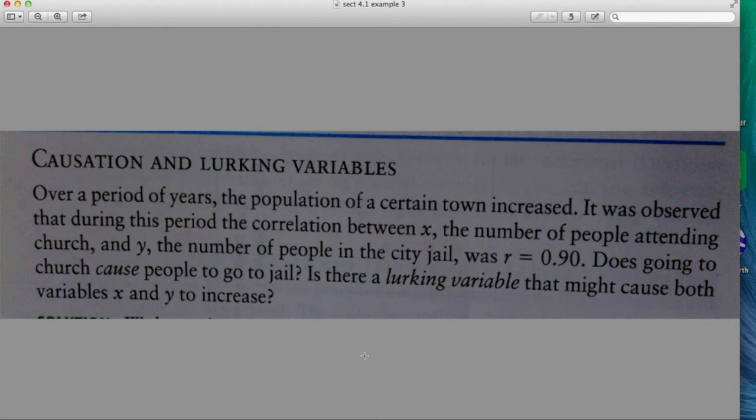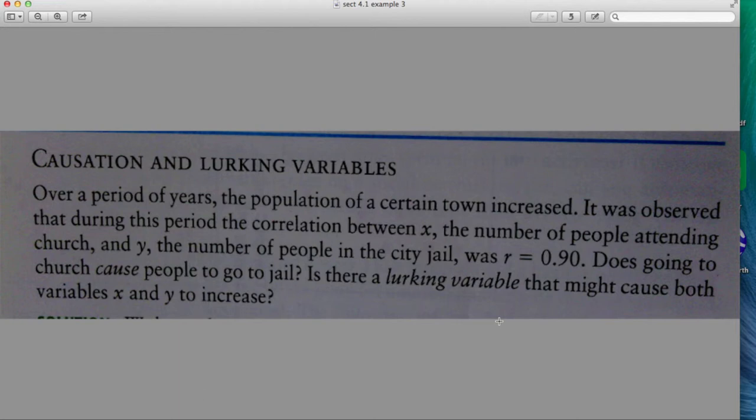Simply explained, the sample correlation coefficient R, this R right here, assesses the strength of the linear relationship between the X and Y variable. The closer the R value is to 1 or -1, then there is a strong linear correlation. In this example, where r equals 0.90, it is very close to 1.0, which means there is a strong positive linear correlation between the two variables.